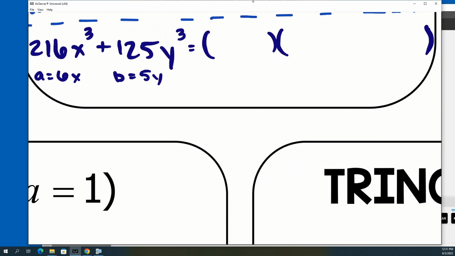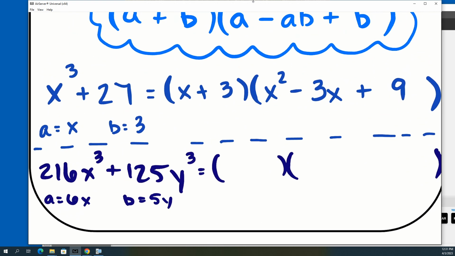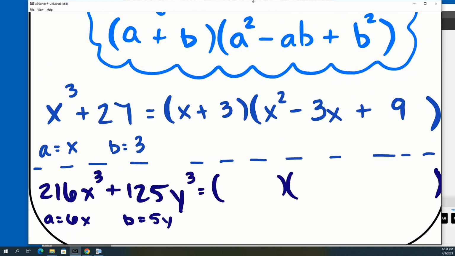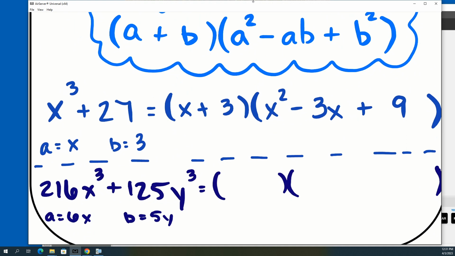Okay, so I'm just going to use my formula. I'm going to put 6x in for A, and I'm going to put 5y in for B. Now, when you square 6x, be careful that you square 6 and you square x, so that should be 36x squared.